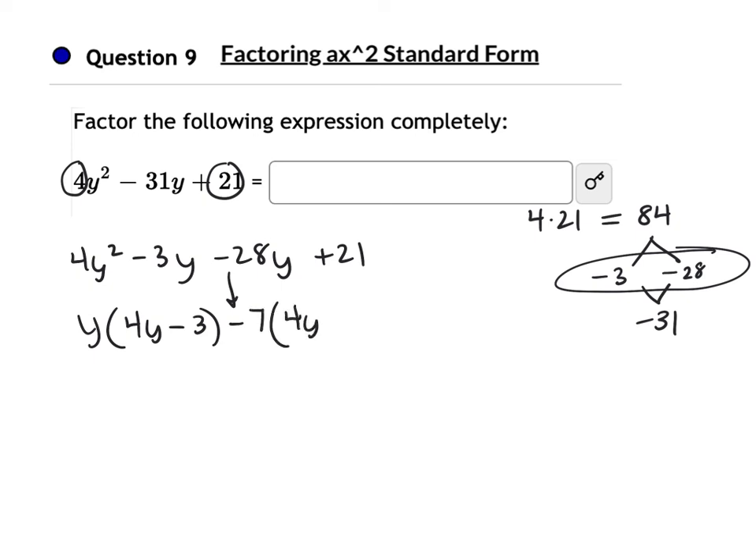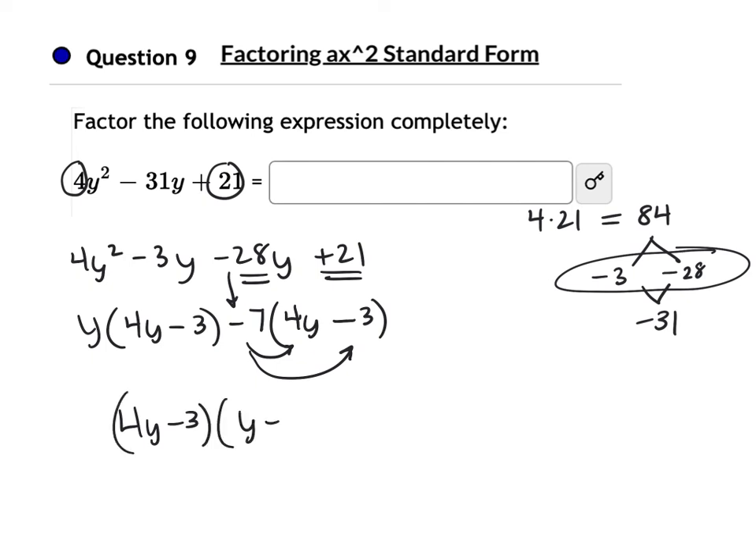7 times 4y. Now, careful here. Negative 7 times 4 is negative 28. Negative 7 times something is positive 21. That's going to have to be a negative because a negative times a negative makes a positive. And that would be 3. Both terms have 4y minus 3 in them. Pull that out. And we get y minus 7 as our second factor. FOIL it and check it.